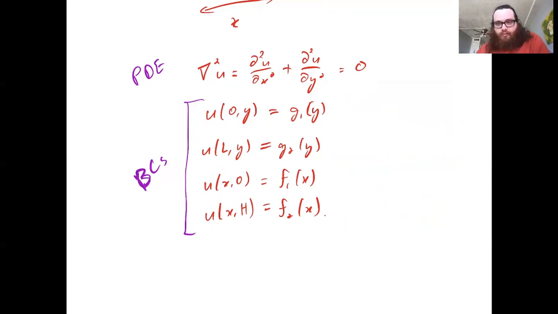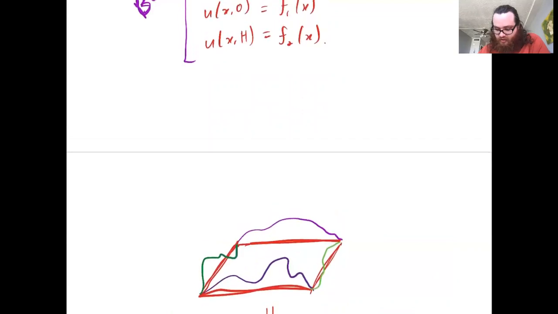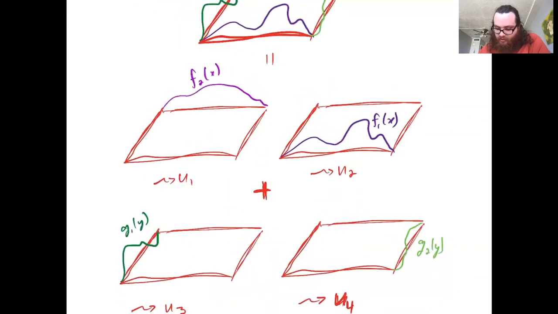But it turns out what we can do is break up this problem in a way that we can use some of these homogeneous techniques, like the principle of superposition. And that's going to be illustrated here. So go ahead and scroll down.